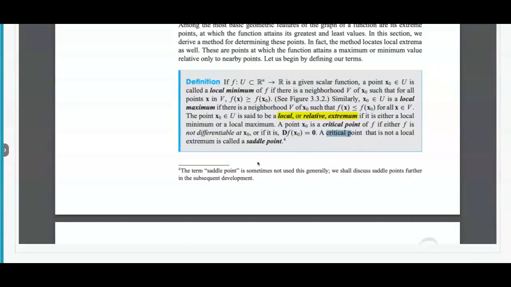So a critical point is not necessarily a local extremum. It's called a saddle point. What does this mean? Because we have n directions to consider, maybe it's a local minimum in one direction, but it's a maximum in another direction. In different components, it acts differently. So we call it a saddle point.